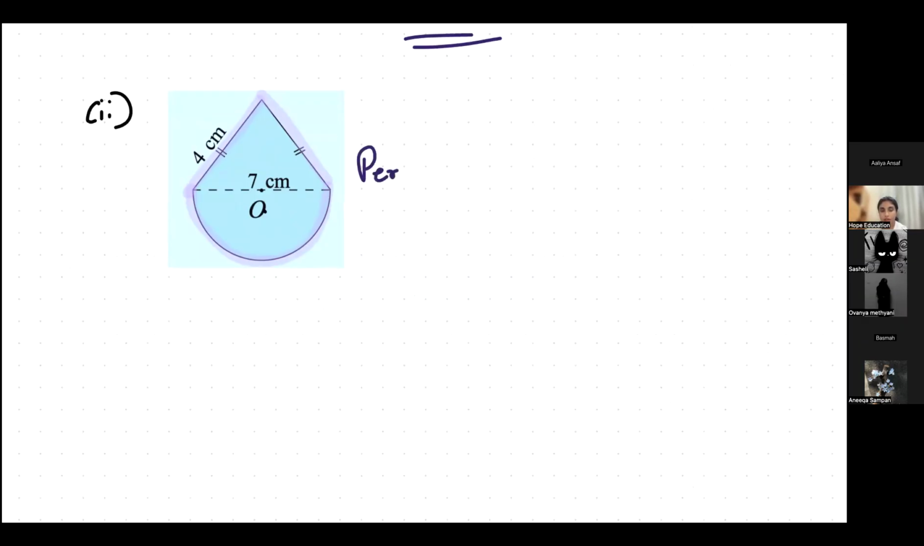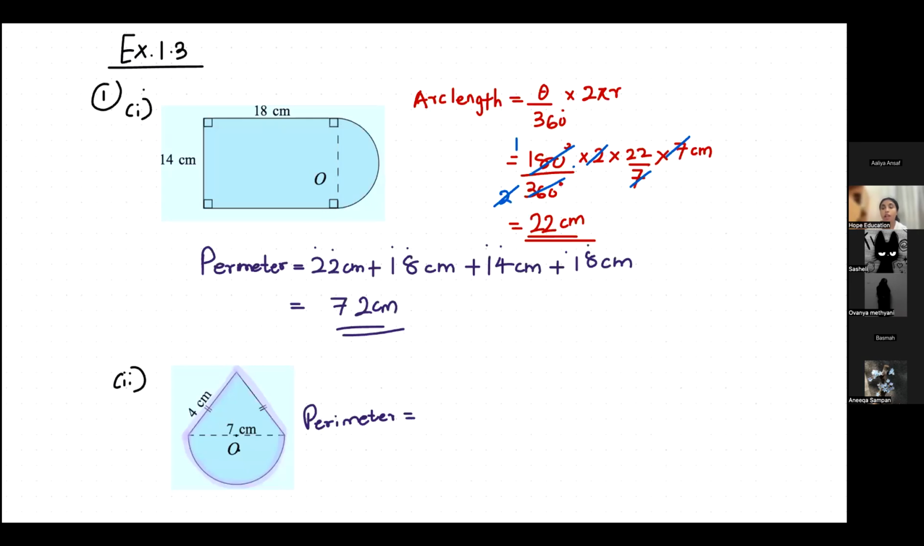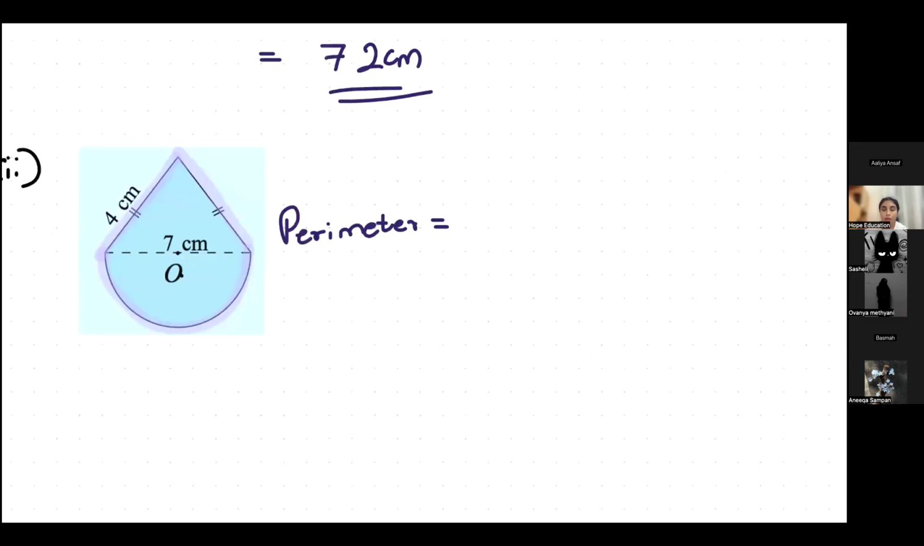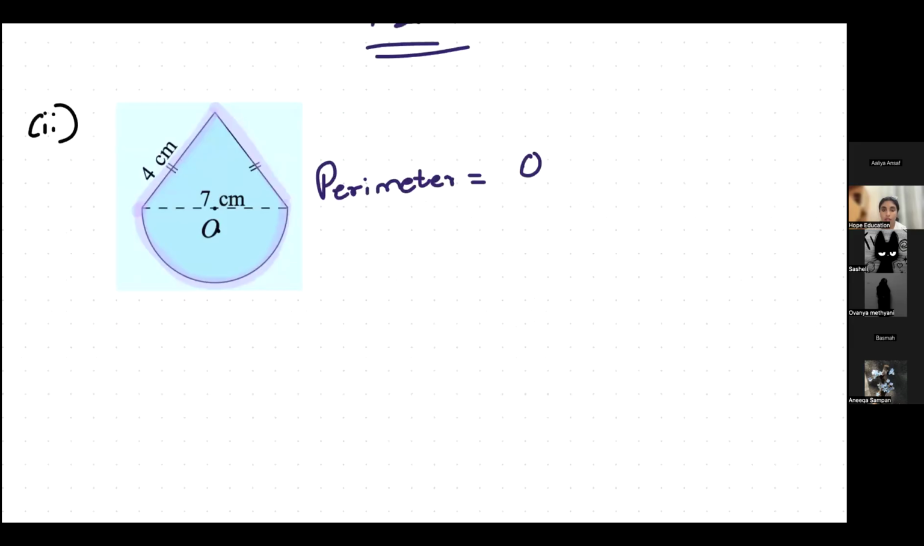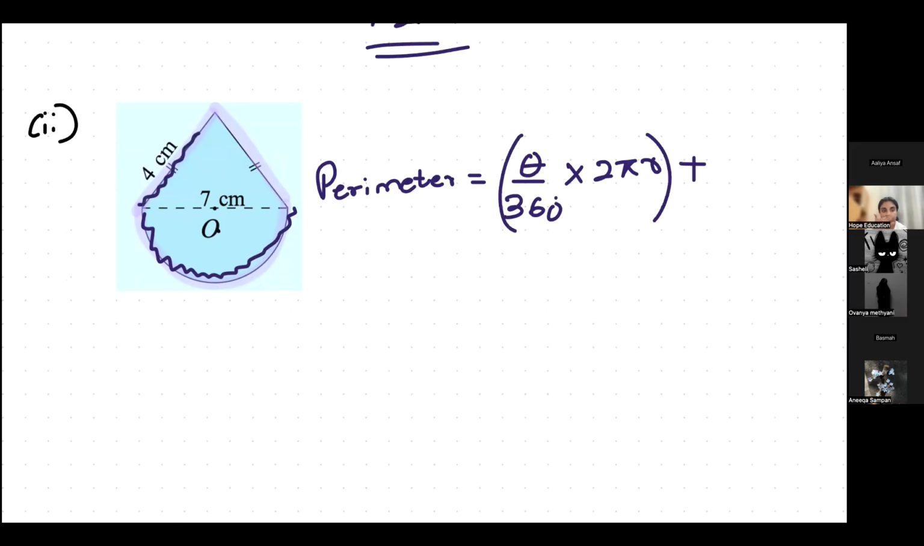Perimeter equals. In the initial one, I found the arc length separately and then added it. Or if you like, you can do it like this, straight away. What is the arc length here? We know the arc length is theta over 360 multiplied by 2 pi r. Arc length means this part, no? Plus, that is the arc length. Next, this length. That is 4 centimeters. Plus, then we have this length.